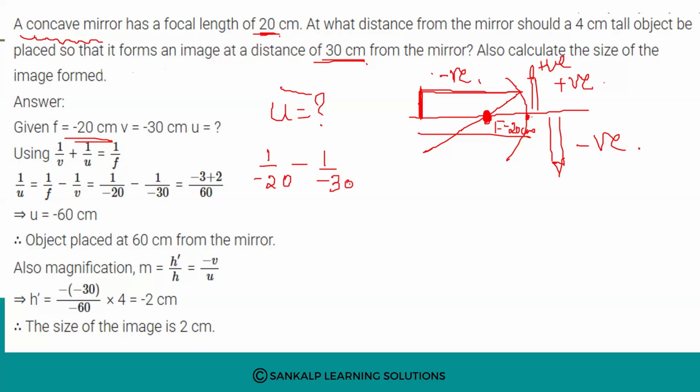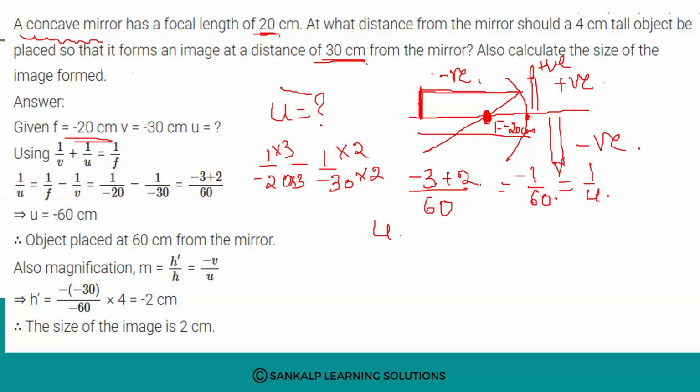Right? Now here minus 20 is there, here minus 30 is there. That means 60 is the LCM. Right? Here 3 into 3, and 2 into 30 is 60. So 1 into 3, that is minus 3, minus into minus plus 2. So minus 3 plus 2, that is minus 1 divided by 60. So this is 1 divided by u. Then what is u? 1 divided by u is minus 1 divided by 60.